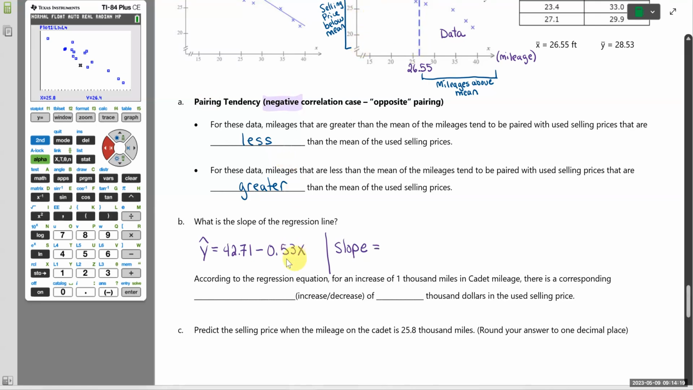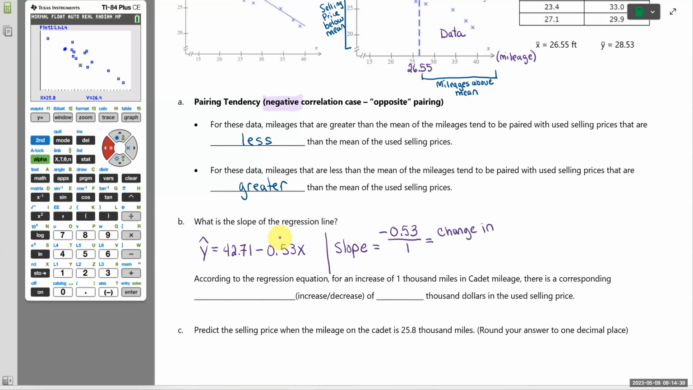the coefficient of the x, which is our value b on our calculator, so 0.53, and it's a negative slope. So what I'm going to do is write that as a fraction, negative 0.53, and we're going to put it over 1 so we can interpret it. So slope is the change in y. That's our change in our selling price over the change in x, and x was the mileage on the car.